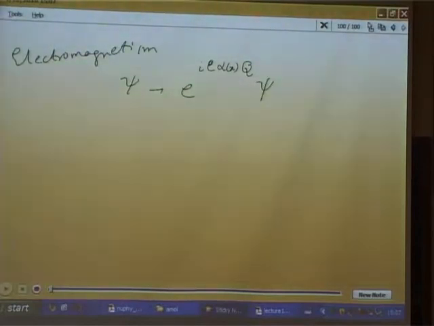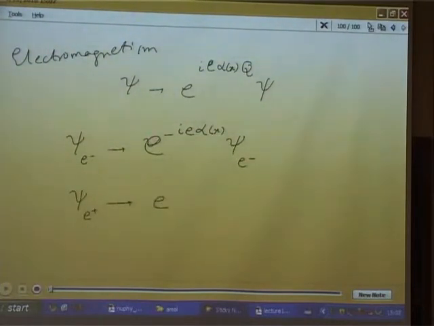So what does this mean in electromagnetism? It means that if the electron has Q equal to -1, then psi of electron will go to e to the power minus i e alpha of x times psi of electron. Whereas if I want to calculate psi of positron, this will be e to the power plus i e alpha of x times psi of positron.